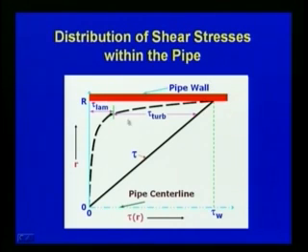But if you split it into the laminar and turbulent conditions, the shear stress variation for laminar conditions will be like this, and for the turbulent condition the shear stress variation will be like this. But generally, for pipe flow, the shear stress variation is considered like this. So, this shows the distribution of the shear stress within the pipe.